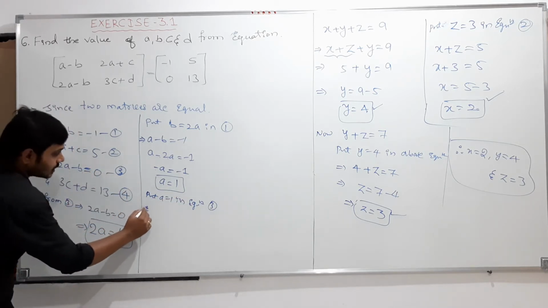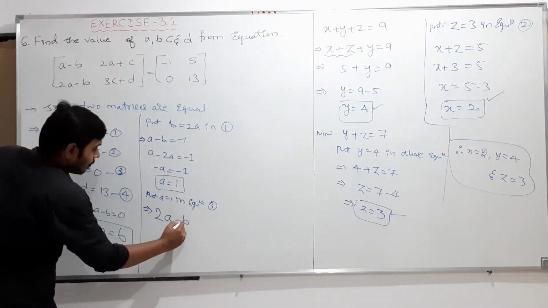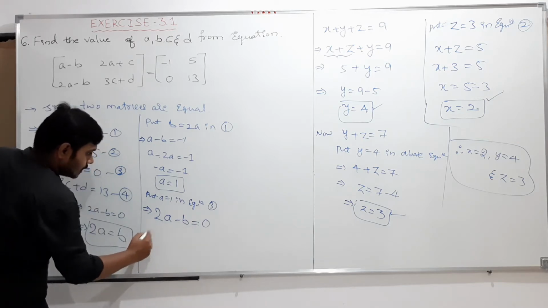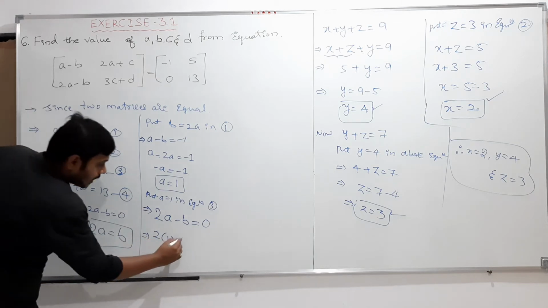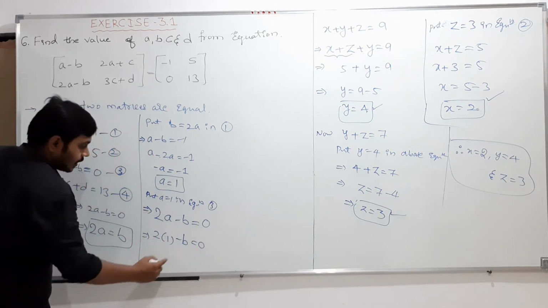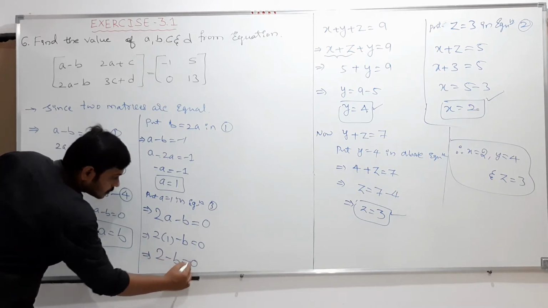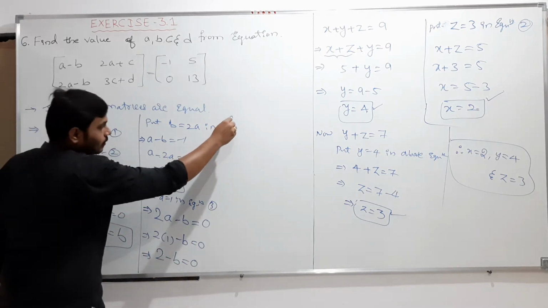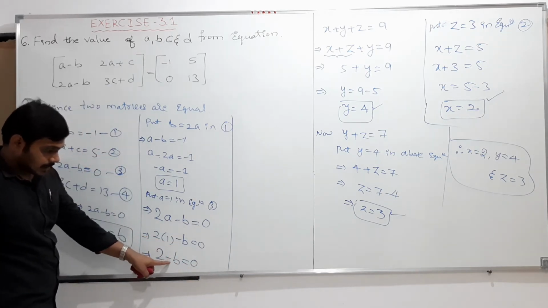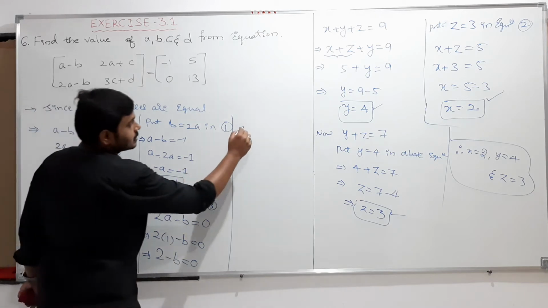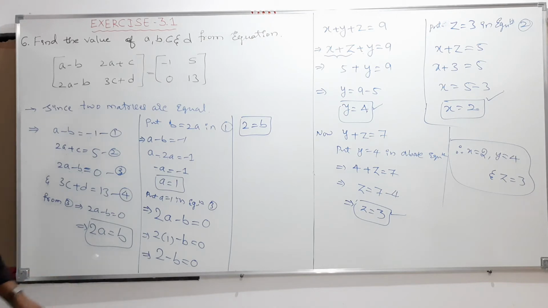So this implies 2a minus b equals 0. This implies 2 into 1, I am substituting the a value as 1, minus b equals 0. So 2 into 1 is 2, minus b equals 0. If I shift minus b to that side, it will become plus b. So therefore 2 is equal to b. Your b value is equal to 2.